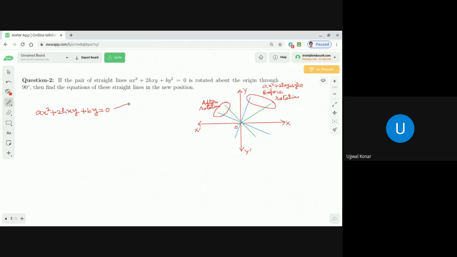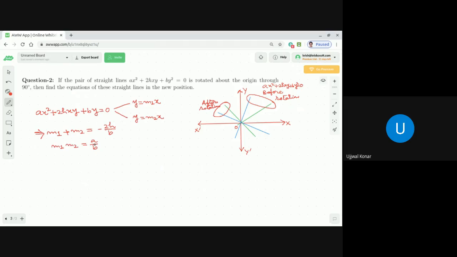Suppose these represent a pair of straight lines, something like this, y equal to m1x and y equal to m2x, correct? If this is the case, then as we know the relationship, m1 plus m2 is equal to minus 2h by b, and m1 into m2 is equal to a by b.